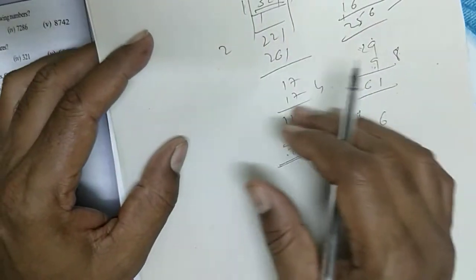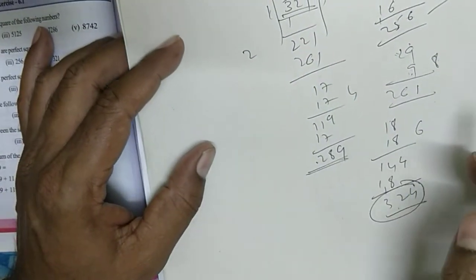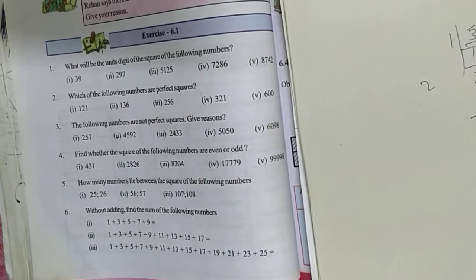So all this will come when you know squares of numbers up to a minimum of 20. If you learn 20 squares by heart, then you will know whether it is a perfect square or not, without doing the problem.